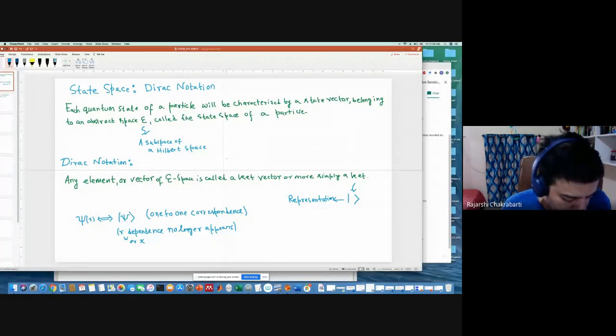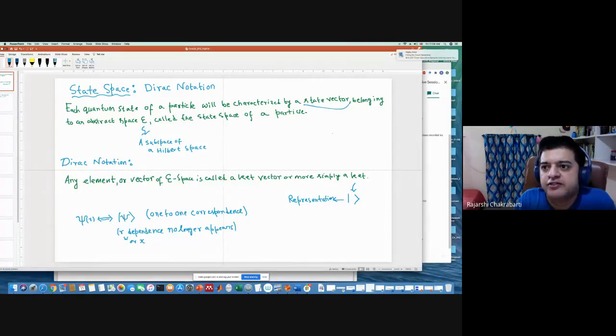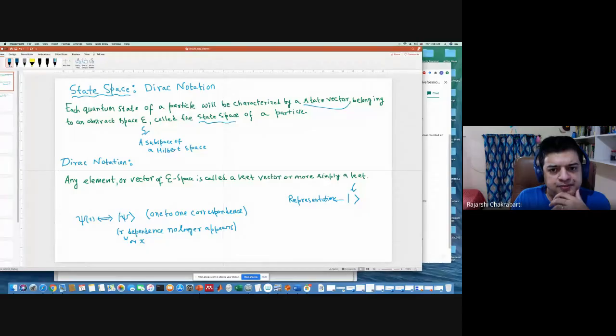Okay. So let me start by saying there is something called state space, shown here. This is a different approach, not the usual wave function based approach to quantum mechanics, but it is equivalent. It says that each quantum state of a particle is characterized by a state vector belonging to an abstract space. It is just another space like a Hilbert space, a subspace of Hilbert space. And this abstract space is called state space.